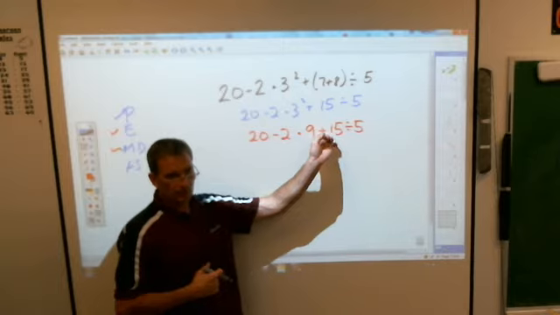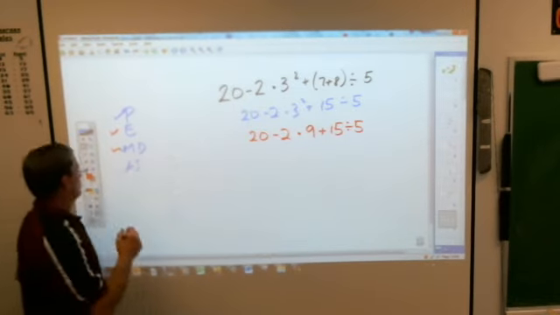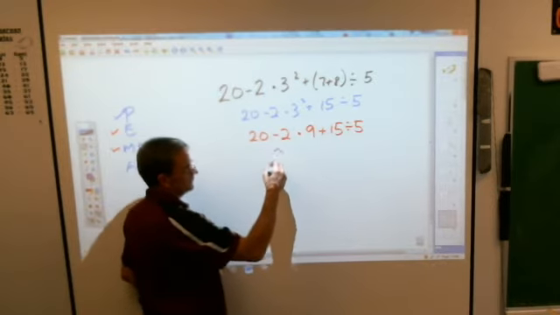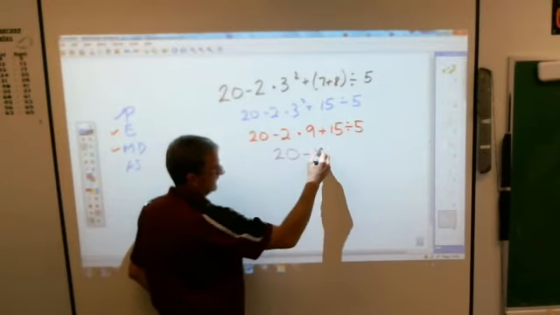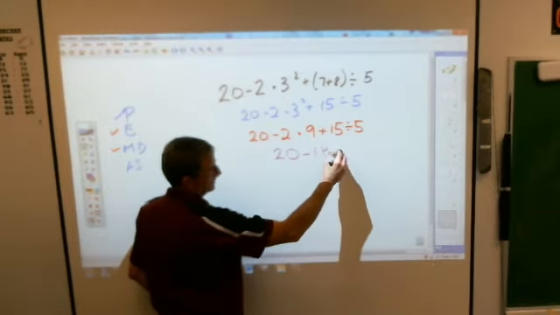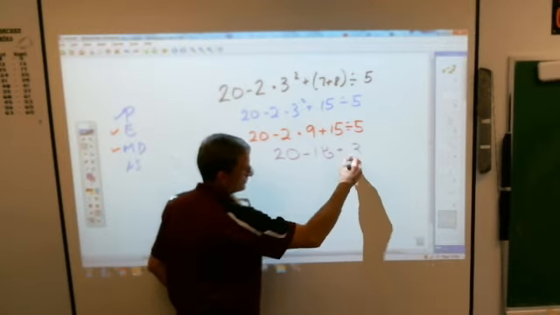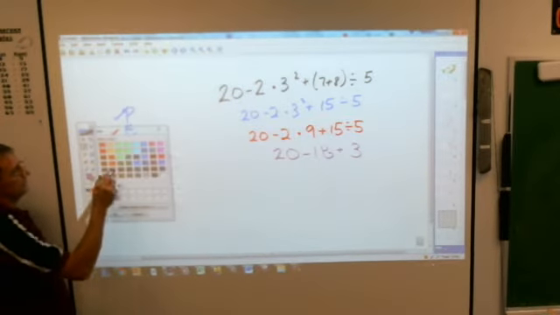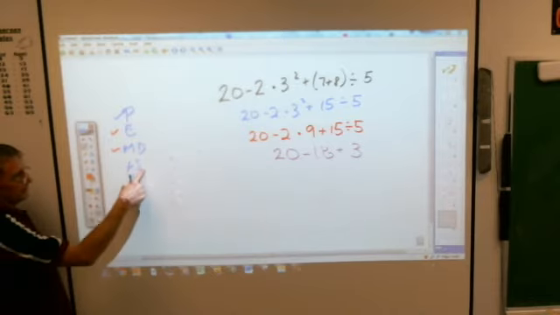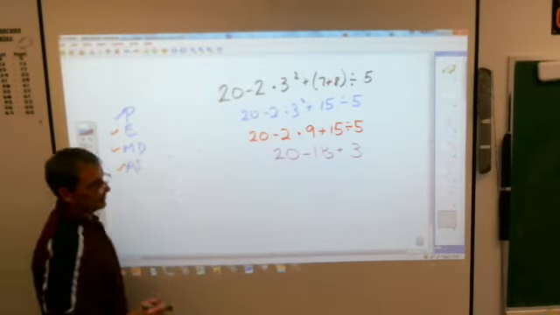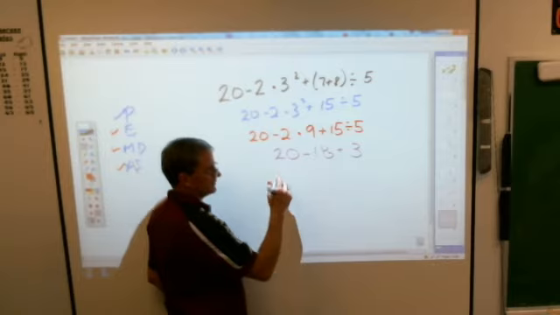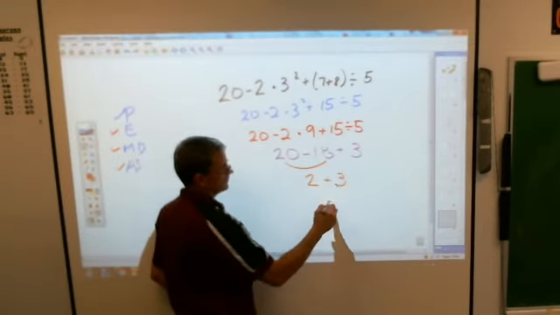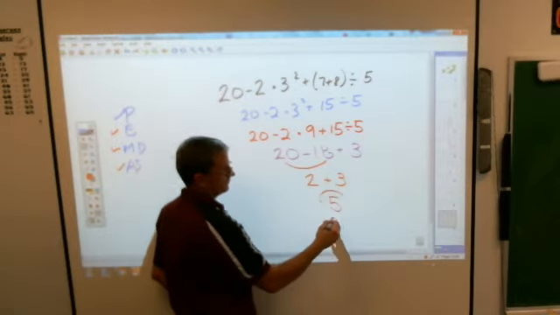You need to work them from left to right. So the first thing you're going to do is 2 times 9. So it's 20 minus 18, and I can go ahead and do 15 divided by 5, which is 3. And then we get to the last, which is addition and subtraction from left to right. So I have to start here. They're on the same level. 20 minus 18 is 2, and 2 plus 3 is 5.